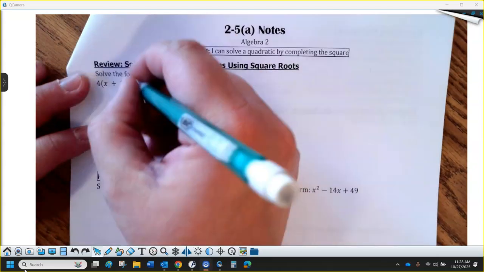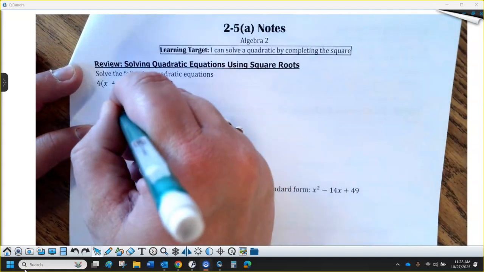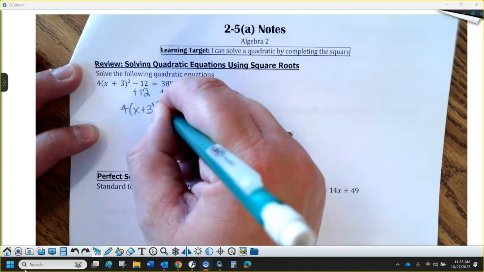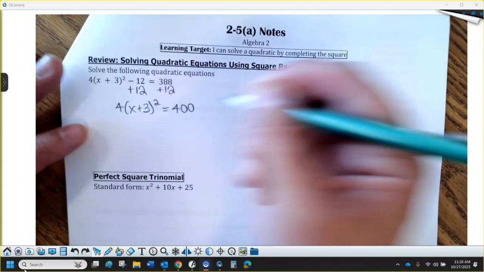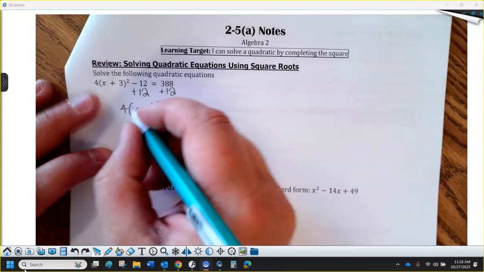Let's add 12. Good. Get rid of any addition or subtraction. It's kind of like order of operations, and it is order of operations in reverse. So that's going to give me 4 times the little parentheses, x plus 3 squared equals 400. Okay, what next? Divide by 4. Yes, do not distribute. You want to divide.